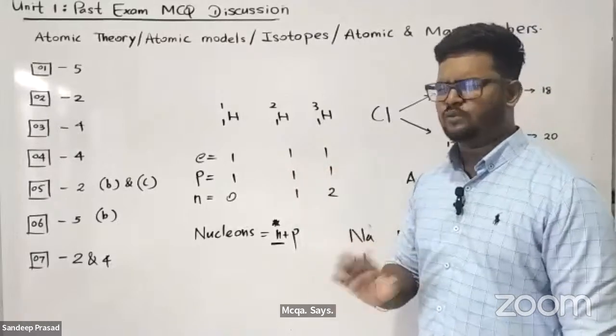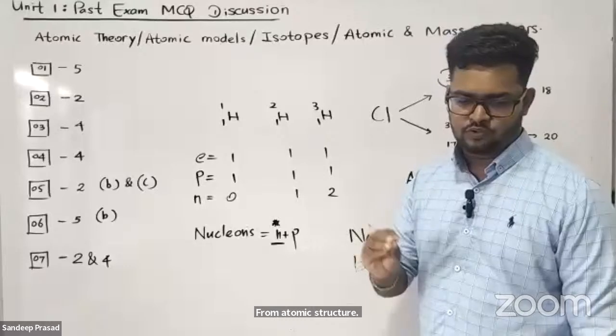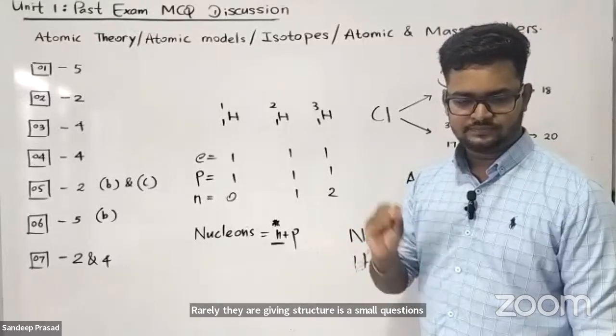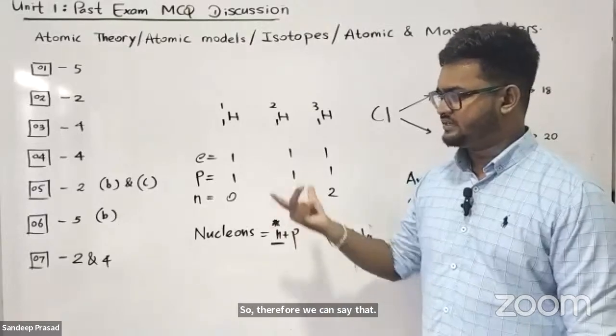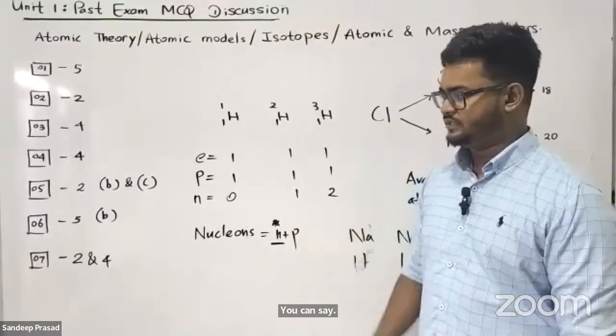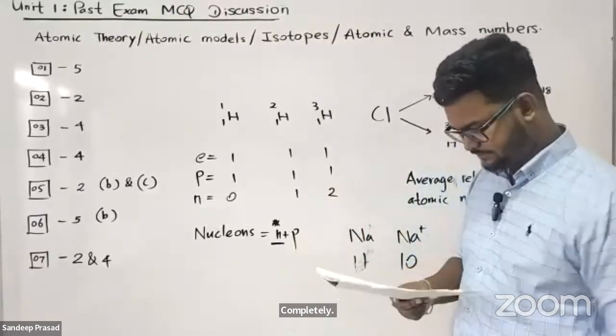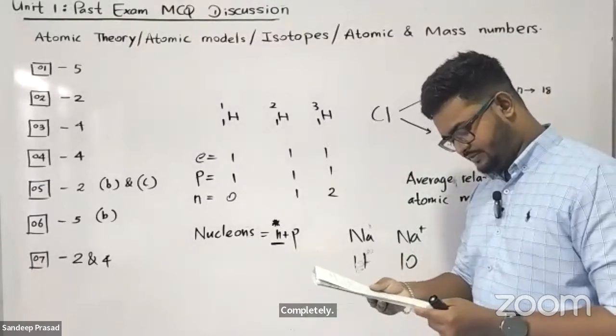So you can choose them and you have to do the past paper MCQs, essays, structured essays. From atomic structure, normally they give one MCQ. Rarely they give structured essays, small questions. So we can say that you have to do the past papers completely after the completion of the unit. Okay.